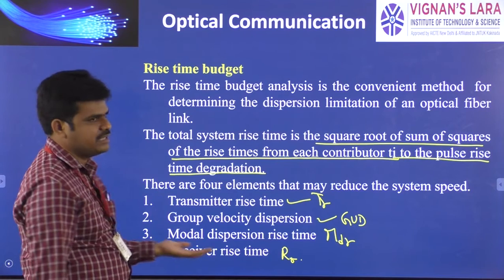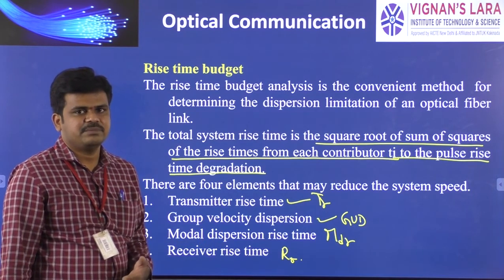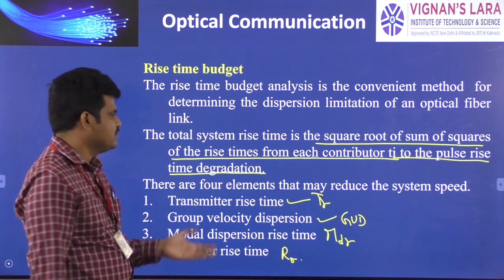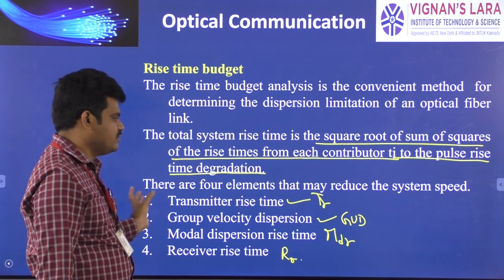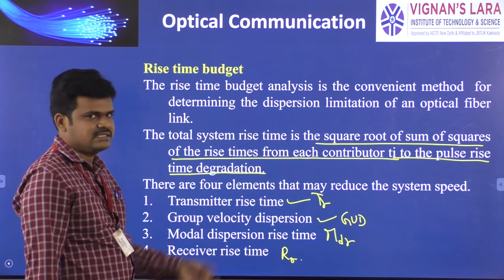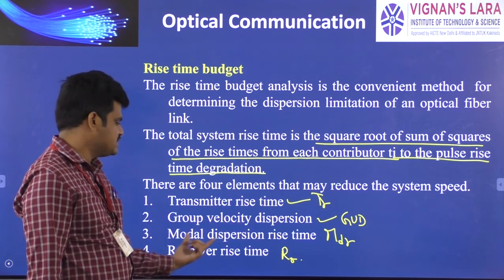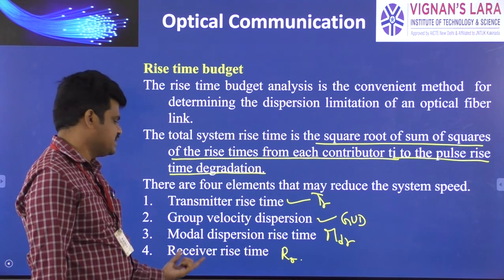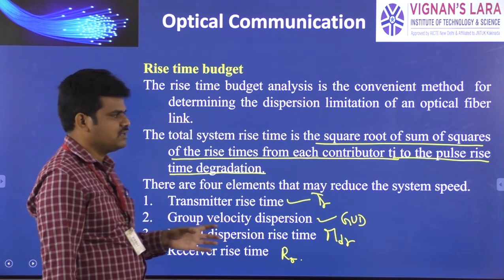Next one, what is the rise time budget? Rise time budget is used to estimate the speed performance of the optical link. So what are the factors which reduce the system speed? The first one is transmitter rise time. The second one is group velocity dispersion. Next is modal dispersion rise time. Next one is receiver rise time. So these are the topics we have covered today.